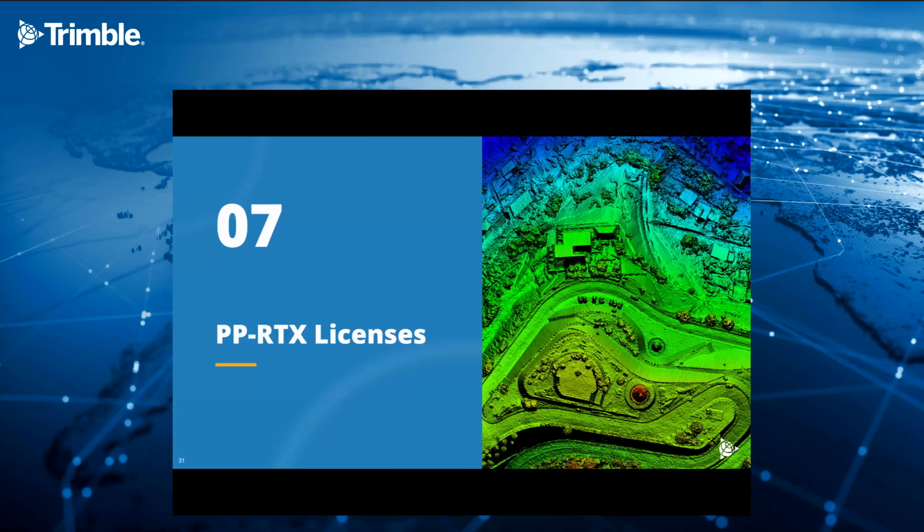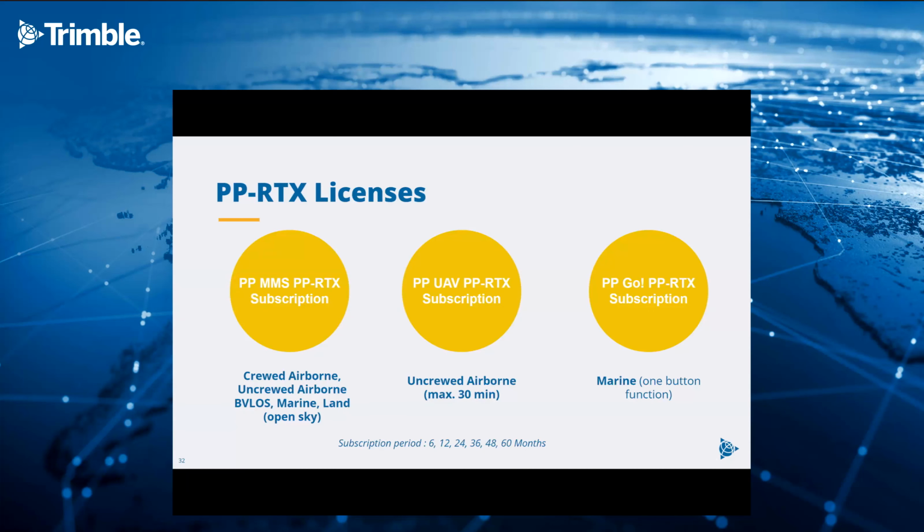So what are the licenses that you need? As I mentioned before, you need a subscription license, and there is a subscription available for POSPac MMS, which is our big package, and that basically supports the crewed airborne business and the uncrewed airborne BVLOS business. BVLOS are long endurance flights. The abbreviation stands for Beyond Visual Line of Sight. Then it also covers marine applications and land applications, as I said, more for open sky scenarios.